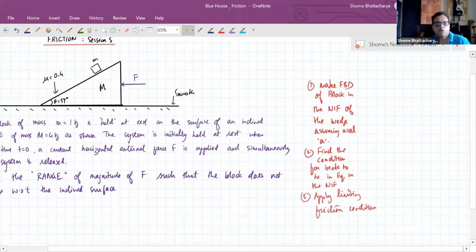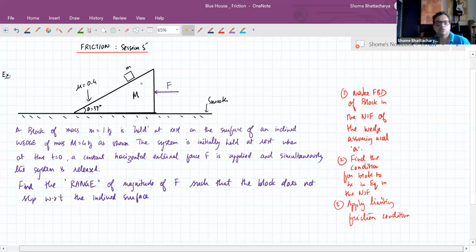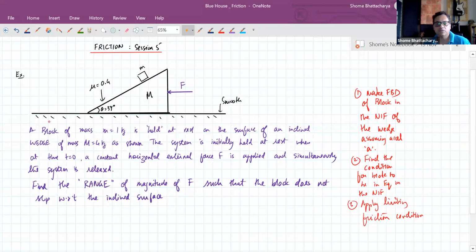So assume that the block and the wedge together are moving with a common acceleration A towards the left in the ground frame. So then get into the frame of the wedge and try to understand what the free body diagram of the block will look like. I mean, what are the forces on the block in the FBD?